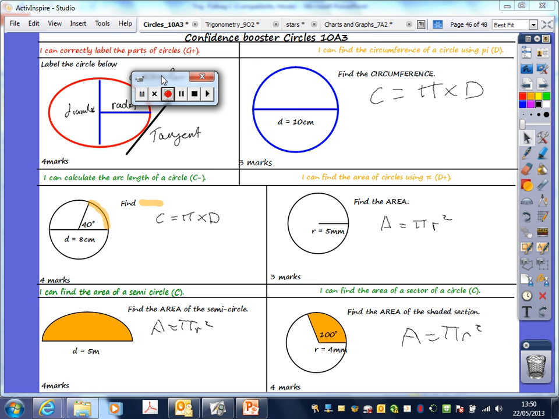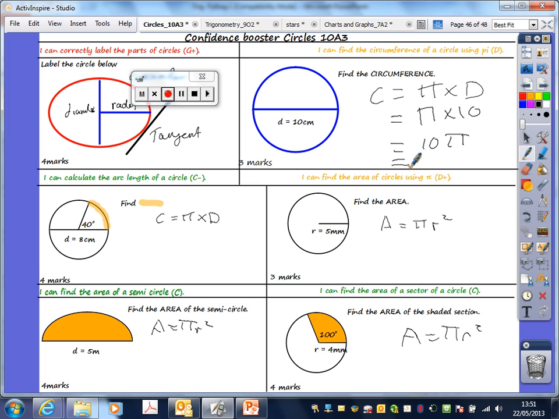This next bit: find the circumference of that circle. We use the formula circumference equal to pi times diameter. What is the diameter in this case? 10. Thank you, Lily. So it's pi times 10, or 10 pi, which you put in the calculator is 31.42 rounded. And that's centimetres.